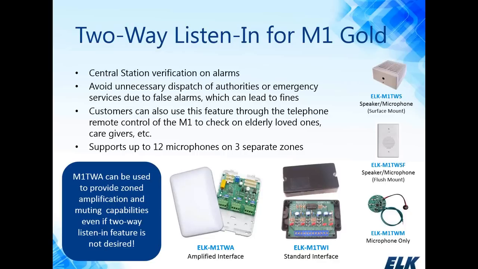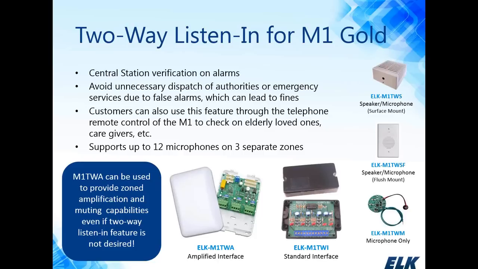Now, what we have at the bottom of our screen are our two-way listen-in interfaces. We have the M1 TWA, which is our amplified interface, and the M1 TWI, which is just the standard interface. The difference between the two is with the M1 TWA, you can connect your speakers to this module, and you can control the volume to those speakers.